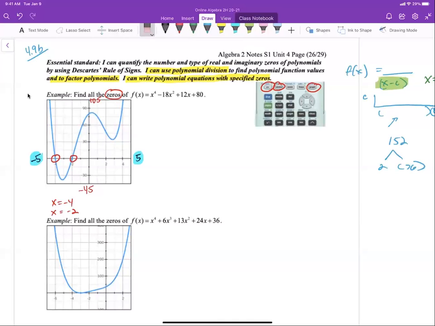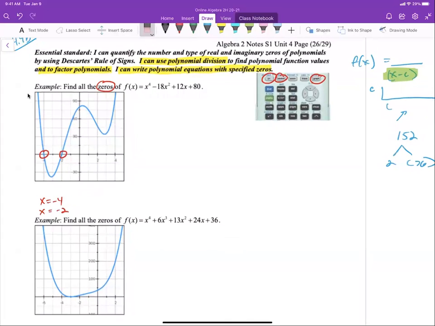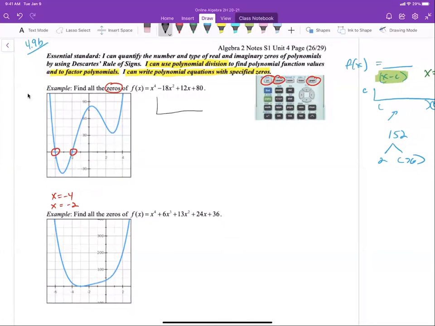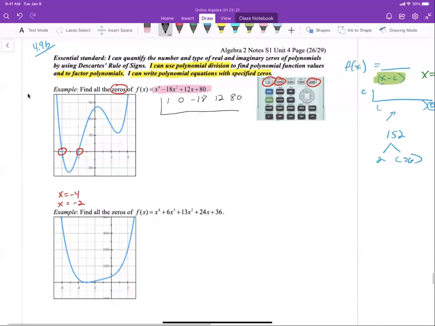I can, let me get rid of all this, it's kind of in my way. I can divide them out. And what should I get as a remainder? Well, if it's a true 0, my remainder should be 0. So if it's a true factor or 0, I should get a remainder of 0. So I'm going to use synthetic division. I have 1 in front of x to the fourth. I have 0 in front of x to the third power, so we have to have a placeholder. I have -18 in front of x squared, I have 12 in front of x, and I have 80 as my constant.